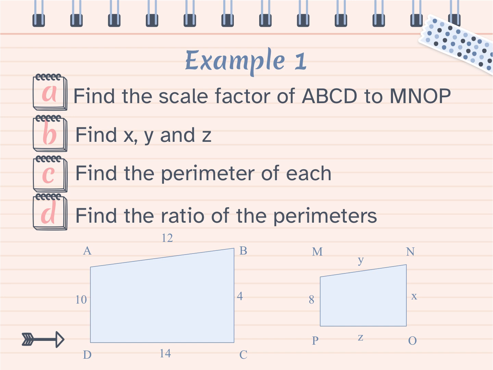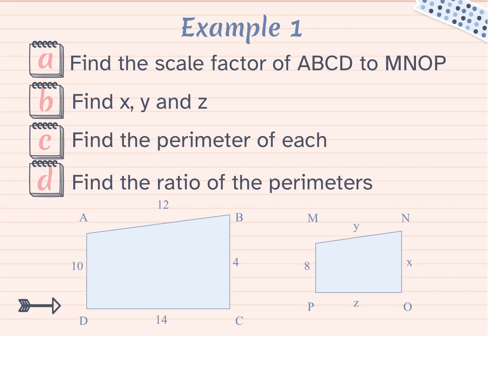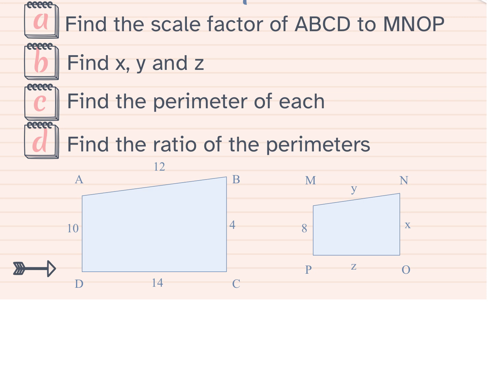All right, looking at the first example, it says find the scale factor of ABCD to MNOP. Looking at these two diagrams, I see they're only giving me the measurement of this side. So I'm going to highlight my corresponding sides. AB corresponds with MN. BC corresponds to NO. DC corresponds to PO. And lastly, AD corresponds with MP.